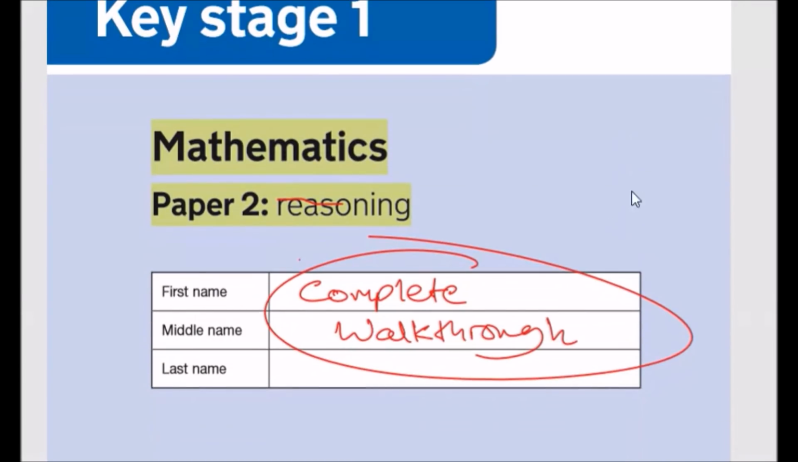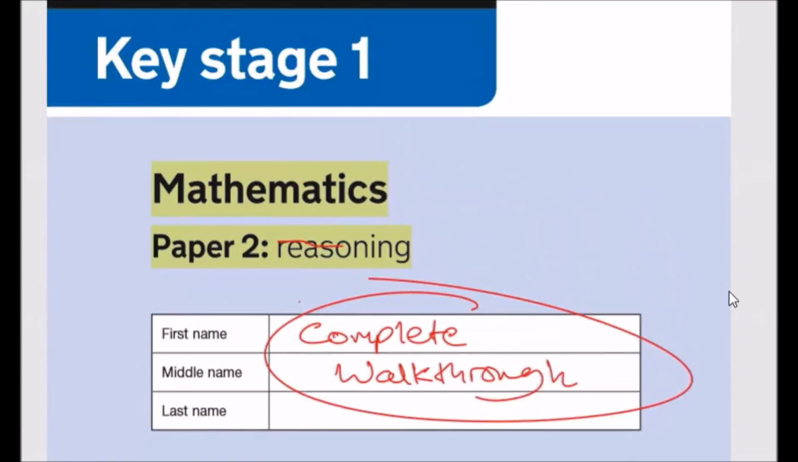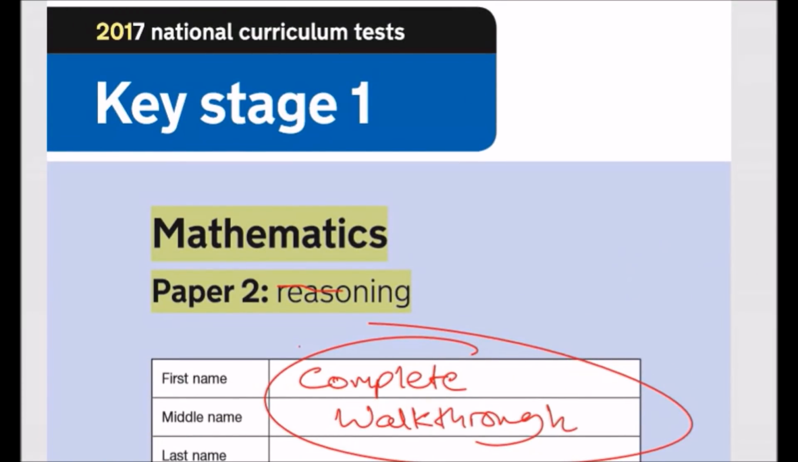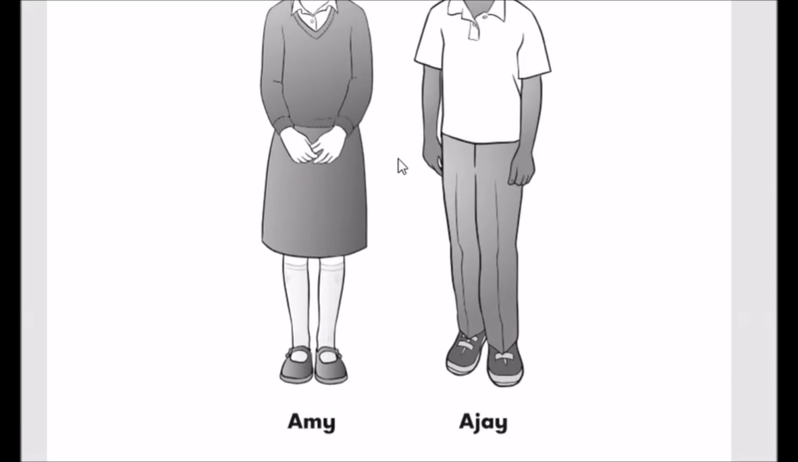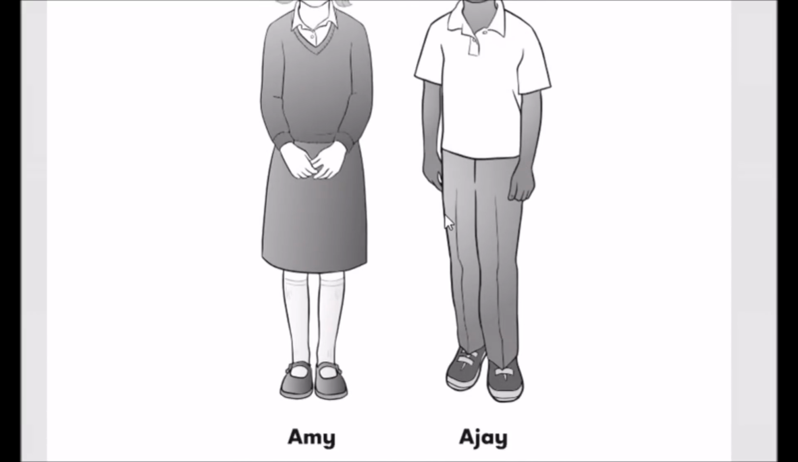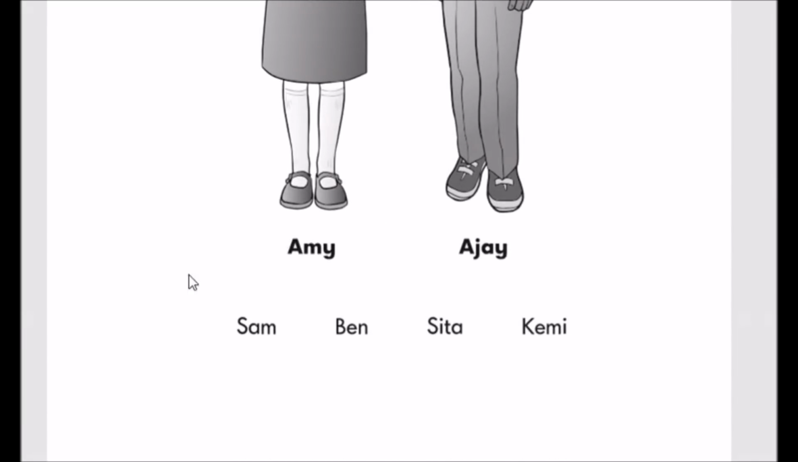For parents, please monitor your child and try your best to help them with any particular problems. Otherwise, let's jump straight into it. Okay, so there's no time limit here, but anyway, here we go. So we got boy and girl, Amy, AJ. So you can have a few characters in this. You got Amy and AJ, and you got Sam, Ben, Sita, and Kemi.